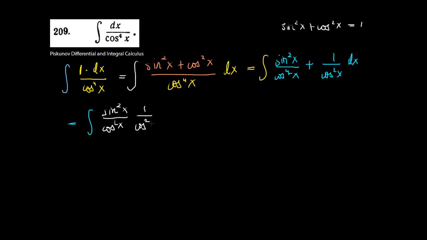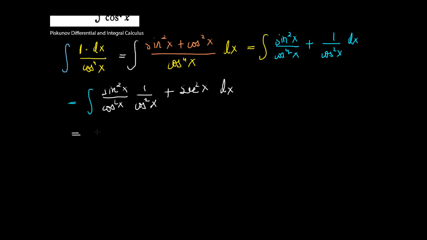Yeah, so this is the cosine squared of x. I just split the cosine to the power 4x into cosine squared and cosine squared. So this becomes plus 1 over cosine squared, which is the secant squared of x, and we have a dx, of course. So this is the integral of sine squared over cosine squared is tangent squared, plus 1 over cosine squared is secant squared, so a secant squared of x dx.